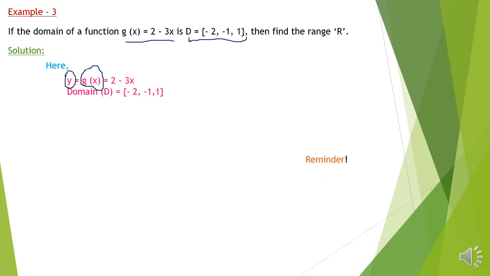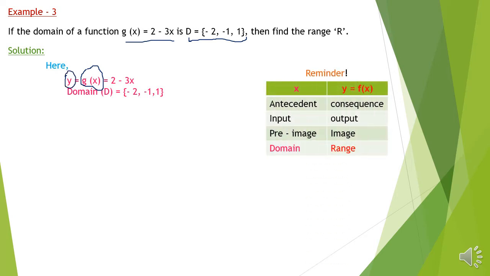Now the domain is given. Now let's see the reminder. We did this in the theory portion. At the end of the theory video, we had a very important summary. Now, if a domain is given, then what is given? You can see the domain is in the x column, isn't it? The x column has antecedent, input, pre-image and domain. So if the domain is given, then x is given. If y is given, then the range is given. Here, x is given, and we have to find the value of y. So if we are clear about it, it is an easy question.